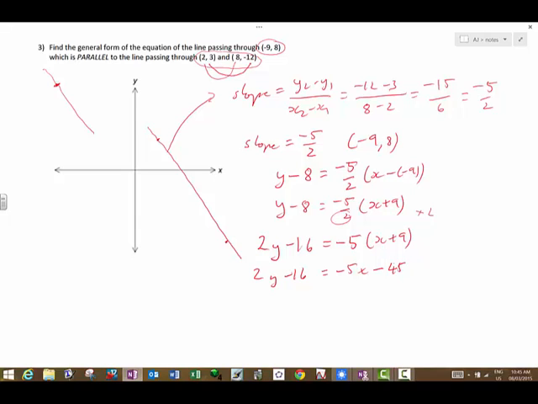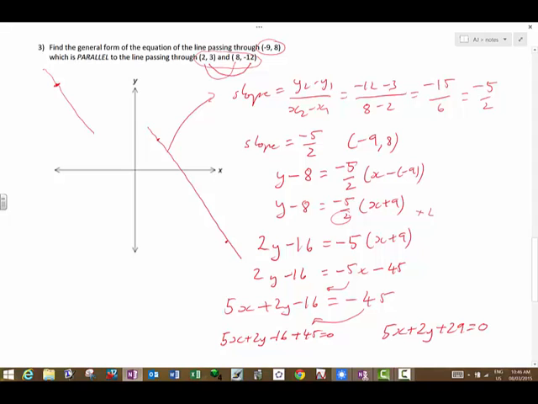We wanted all the coefficients on one side equal to 0, and we needed to start off with positive x. So let's move the x over. So we're left with 5x plus 2y minus 16 equals minus 45. And then we want everything set to 0, so move the minus 45 over, and we're left finally with 5x plus 2y minus 16 plus 45, or in other words 5x plus 2y plus 29 is equal to 0.